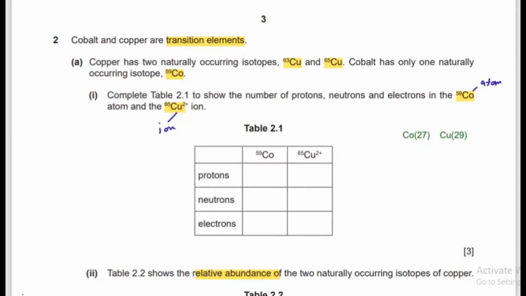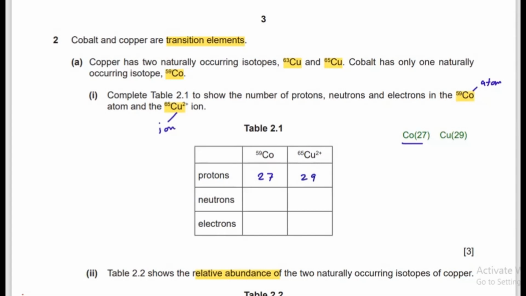Co-59, just look at the periodic table. Cobalt has proton number, or atomic number, 27. So it must have 27 protons. So let's say 27 protons in cobalt. Copper has proton number 29, so it must have 29.